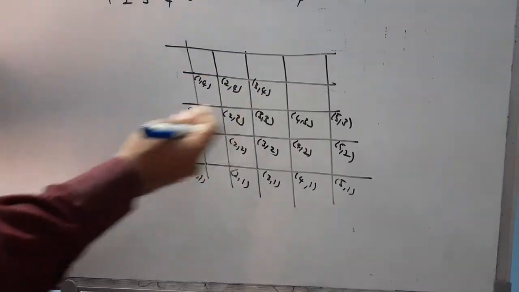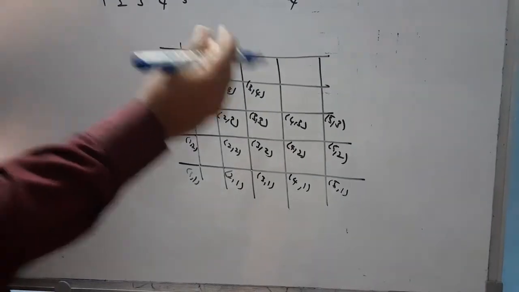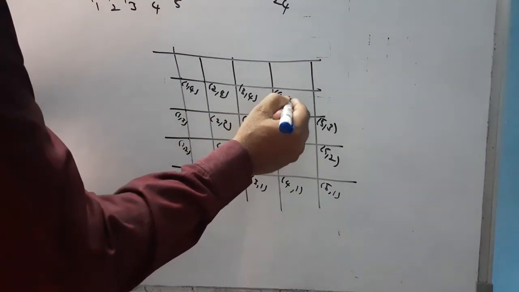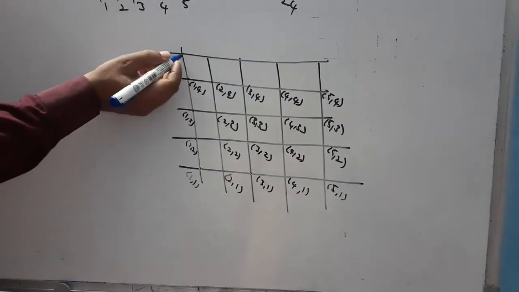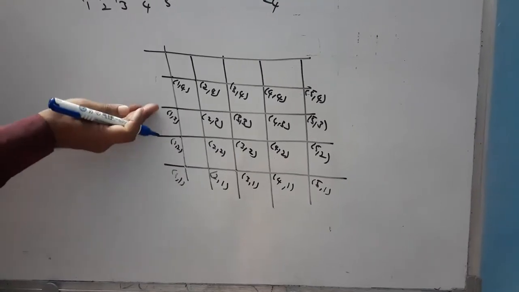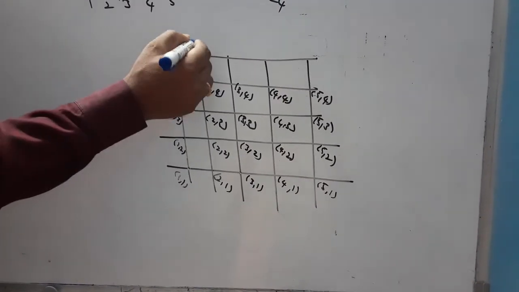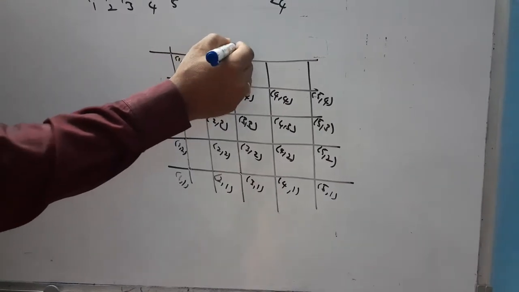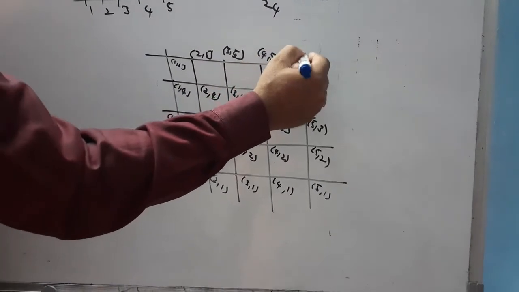Like that we can plot all the numbers, all the students' positions. Here it is 4, 4 and 5, 4. Here it is the first column and fifth row, 1, 2, 3, 4, 5. So here it is 1, 5. It is 2, 5. It is 3, 5. It is 4, 5. It is 5, 5.